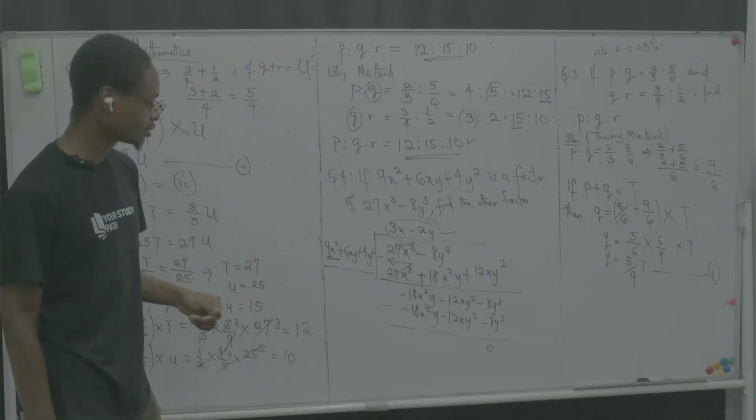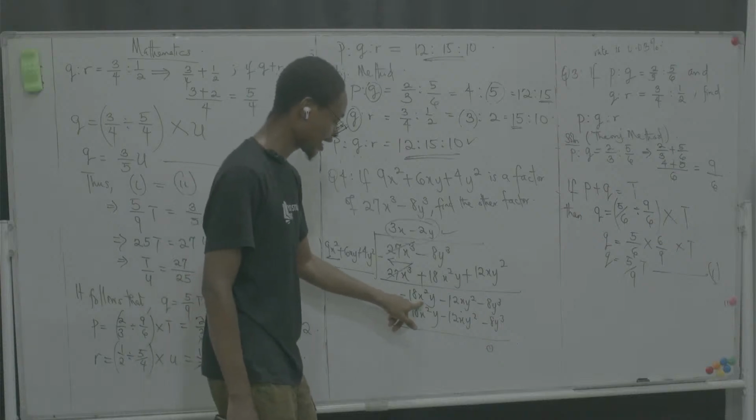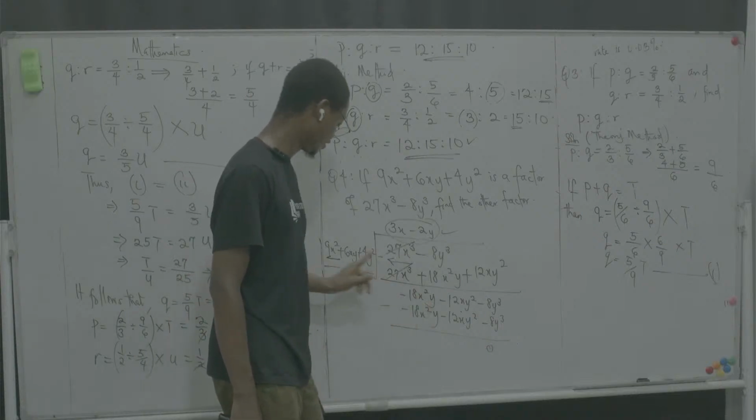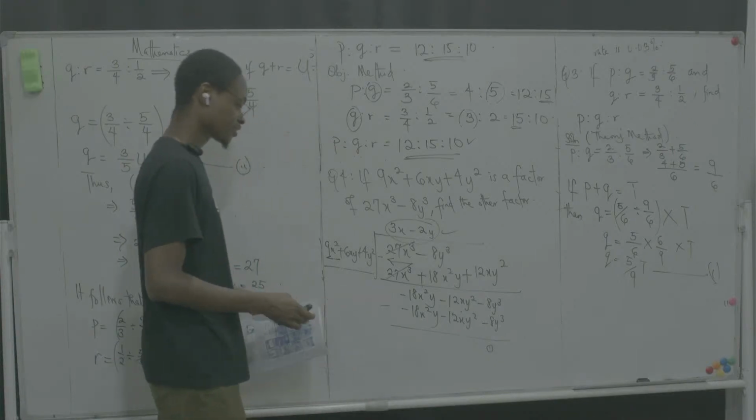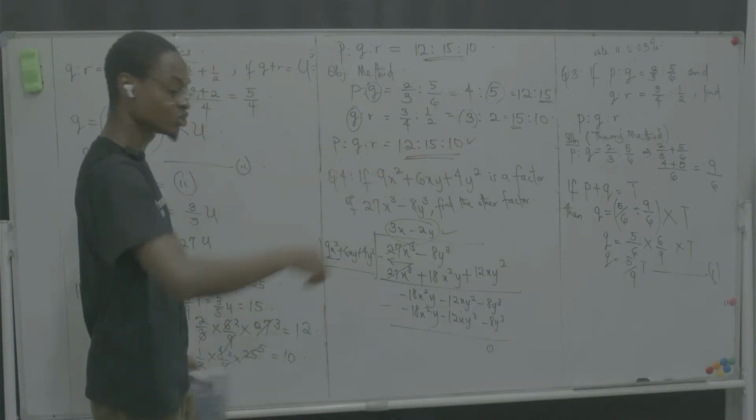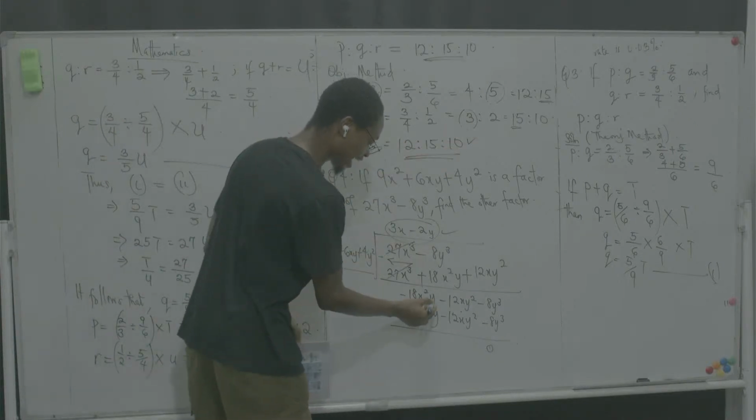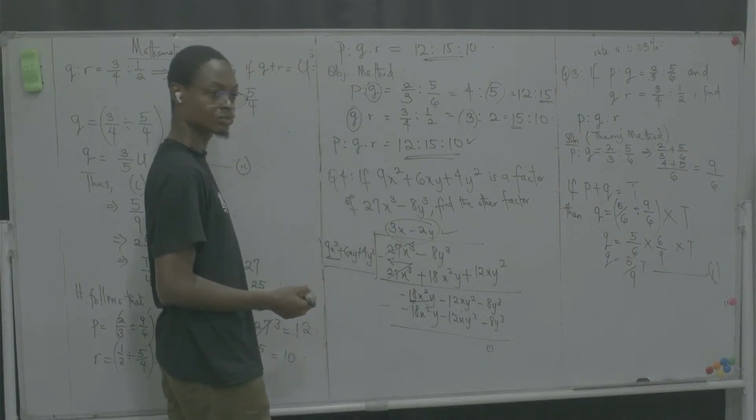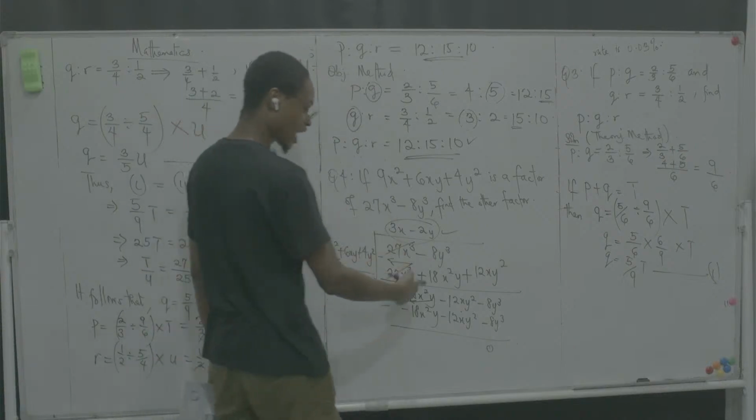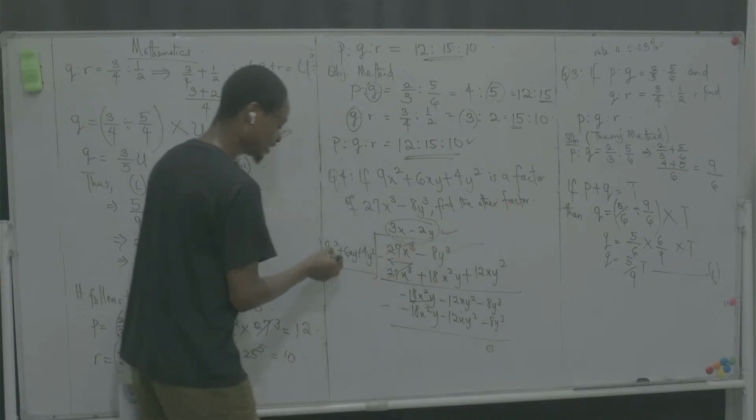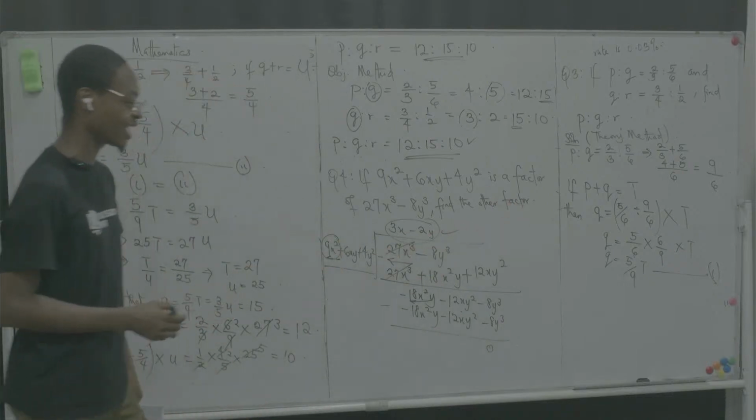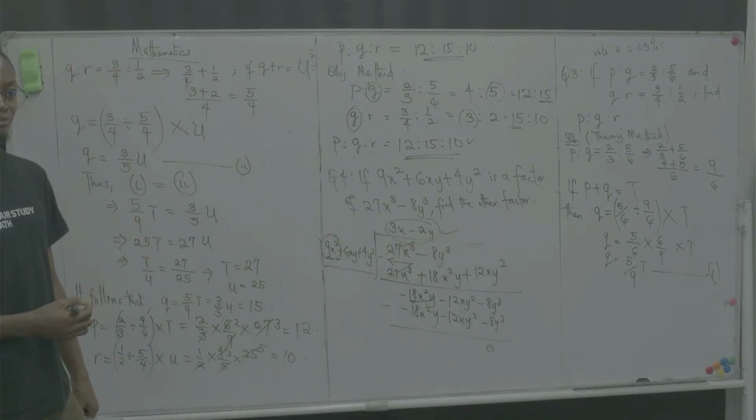How do I get minus 18x squared y divided by 9x squared? You are not dividing all through. You take the highest ranking variable altogether. Now, x and y are present, but the highest ranking variable I'm choosing depends on what I'm dividing by altogether.